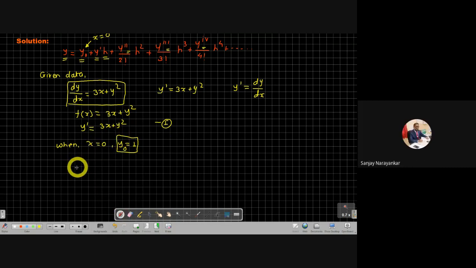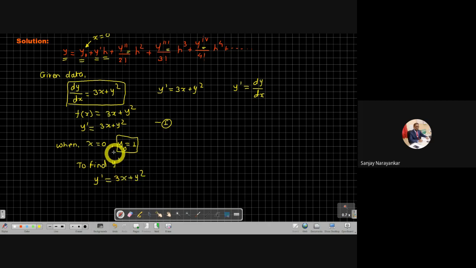Okay. What do we have to do now? We have to find all these values. Y0 we got. Is this understood? We got this value from the series. So y dash we have to find out. To find y dash, we already have an equation: y dash is equal to 3x plus y square.